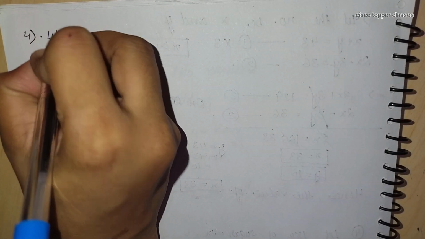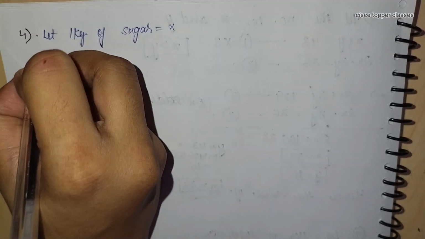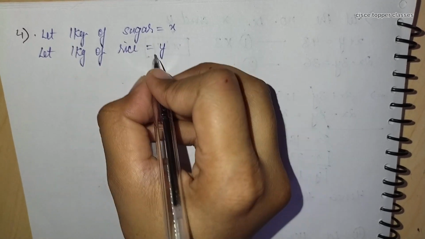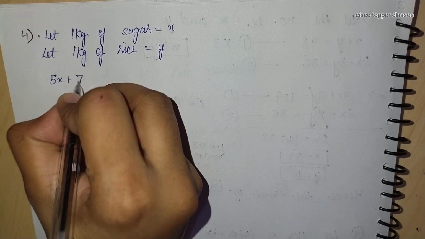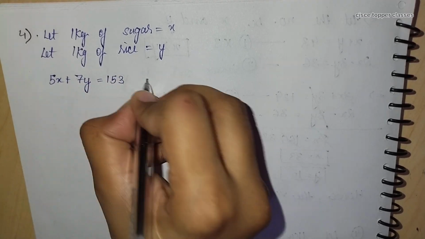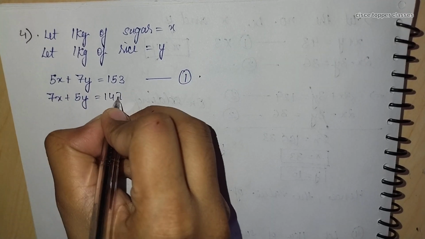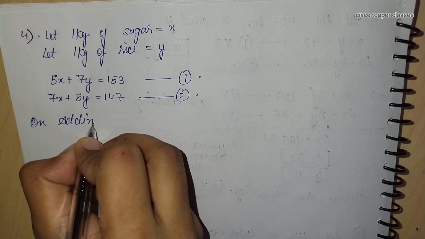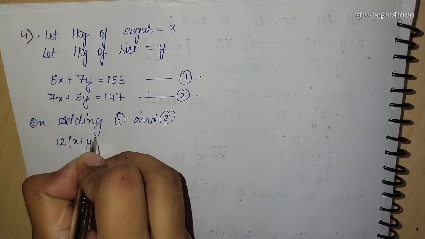Now let us solve the fourth question here. So let 1 kg of sugar be x and let 1 kg of rice be y. On solving, firstly we can write 5 kg of sugar plus 7 kg of rice as 153 as the first equation, and the second is 7x plus 5y is 147 from the second part. To solve this, firstly we will add. On adding the first and second, we will get 12x plus 12y equal to 300.